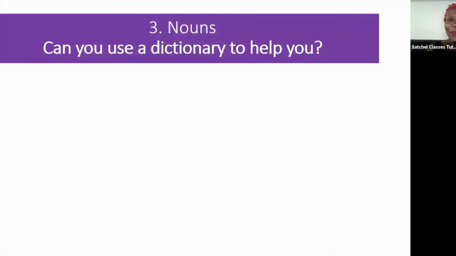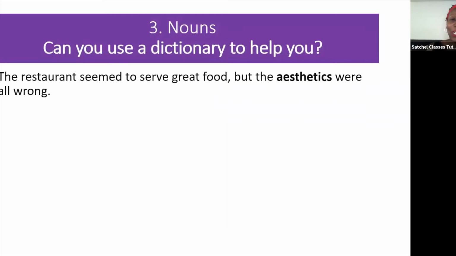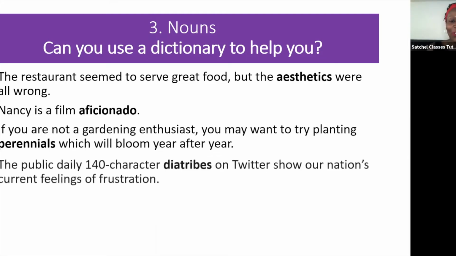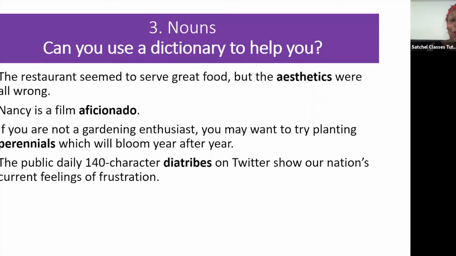And then finally, using a dictionary. So if we look at the word aesthetics in a dictionary, we know it's to do with visuals. An aficionado is someone who's an expert, someone who's an enthusiast. Perennials, it's about things that last all year round. And diatribes are when you're raging and angry.